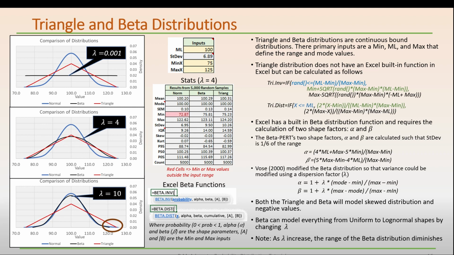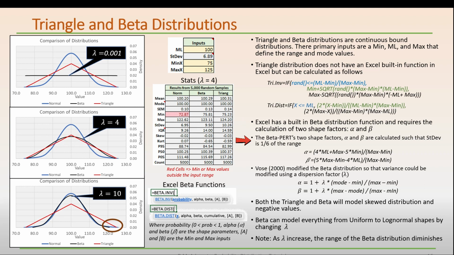The triangle distribution doesn't have a built-in Excel function, but can be calculated with a rather long formula. Another disadvantage is that its variance is fixed. On the other hand, the beta distribution does have a built-in Excel function, shown here in the bottom center, but requires two shape factors, alpha and beta, that can be easily calculated.